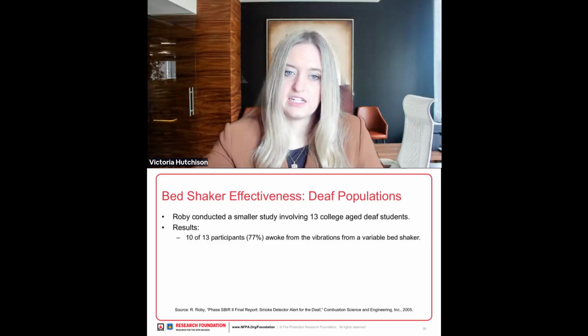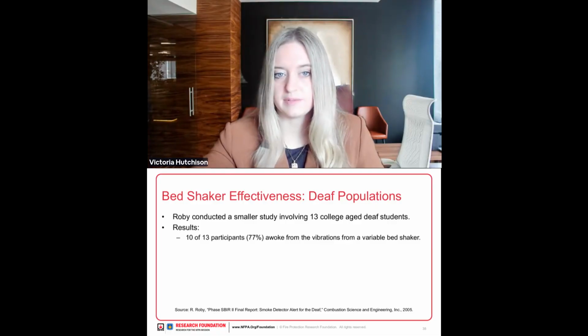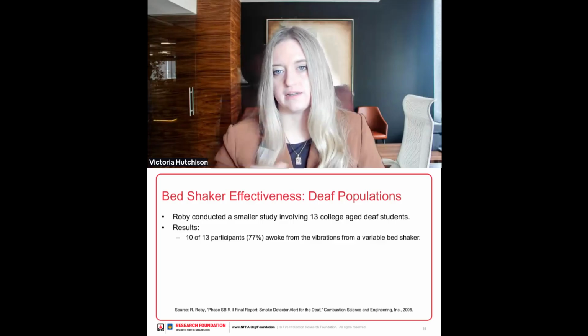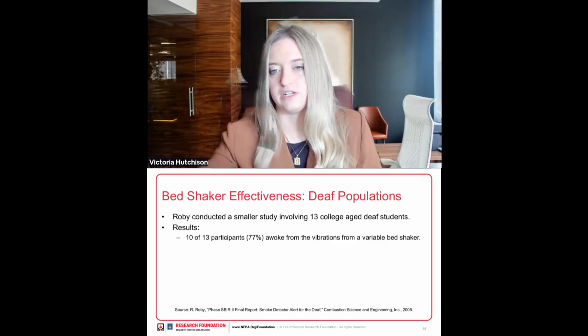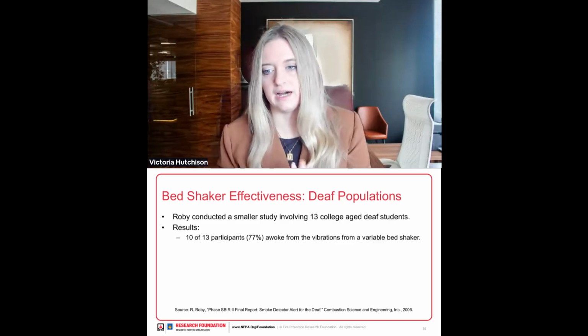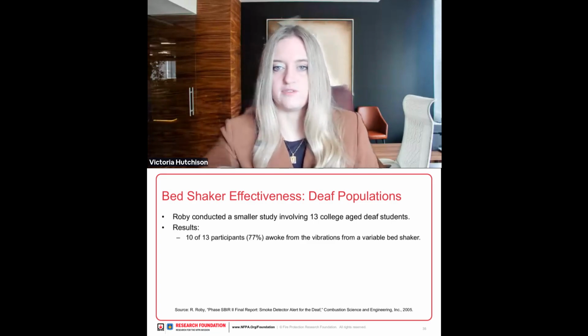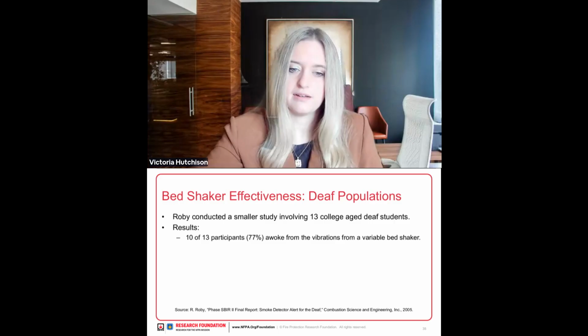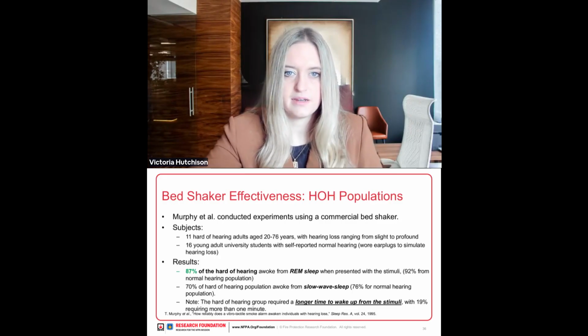The specifications of the study were fairly limited. About 77% awoke from the vibrations from the variable bed shaker. So there does seem to be increasing performance when there's variability in the vibration from the bed shaker.